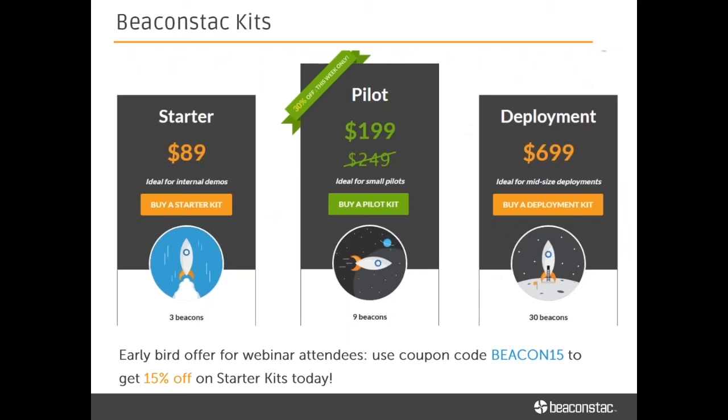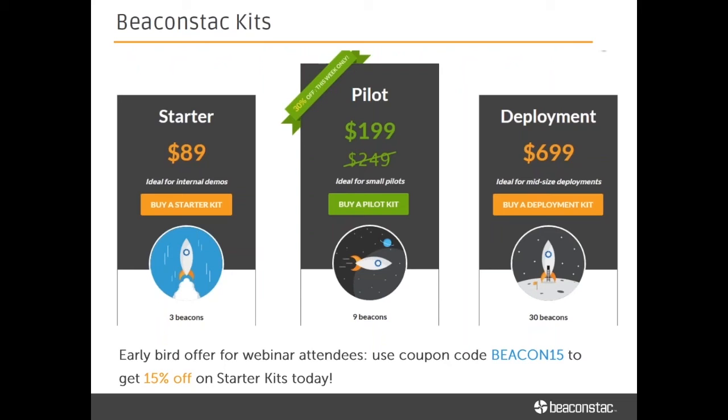The pilot kit, which is our most popular kit, is for $199. You can get 9 beacons, which is really good for small pilots, or even a little bit more comprehensive internal demos. If you're a larger enterprise, or even if you're a small or medium-sized business who has a bit more of a complex use case, a pilot kit's a great way to go to get started.